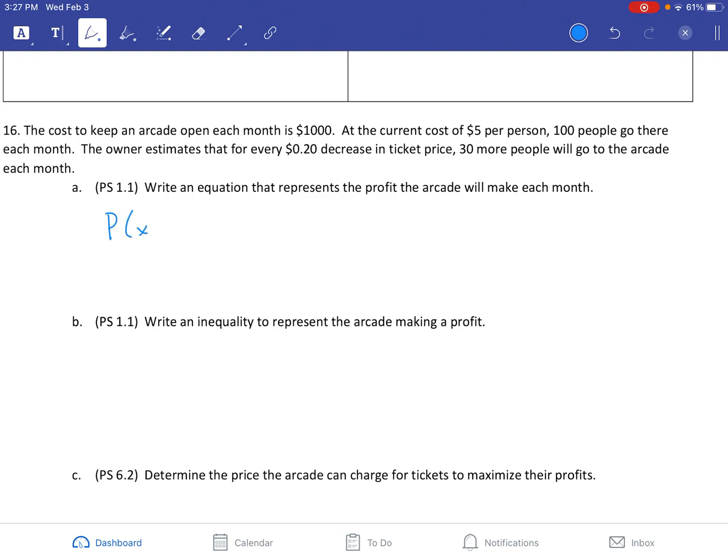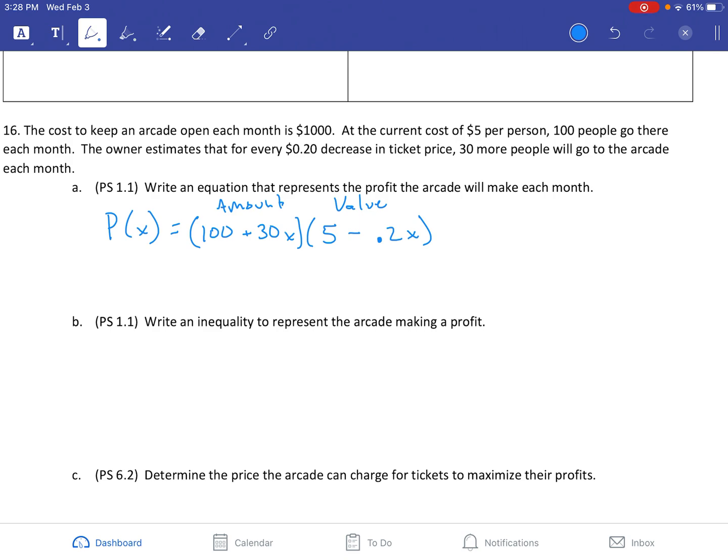We're going to write our profit equation. So P of X will equal, so we're going to do the amount and the value. The amount is how much there is, and the value is how much it's worth. So the amount is the amount of people that are going. So at the current cost, it says 100 people go there. But if you decrease the ticket price by 20 cents, 30 more people will show up. So 30 more people, but we don't know how many times we're decreasing the ticket price, so it's going to be 30x. The value is how much it's worth. It currently costs $5 per person, but we're going to decrease the ticket price by 0.2. We just don't know how many times.